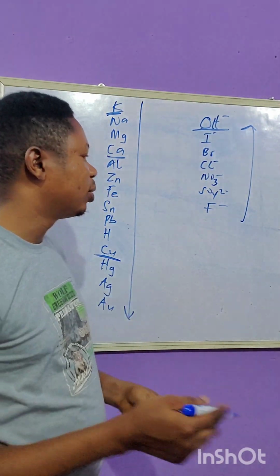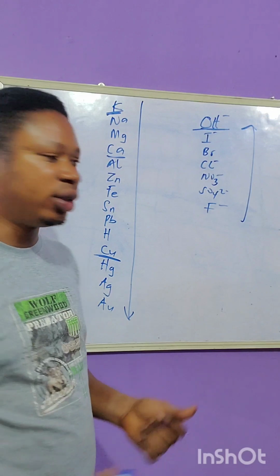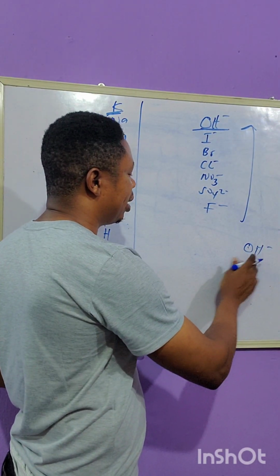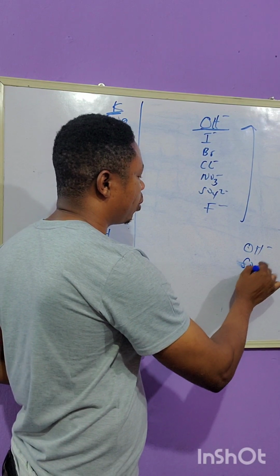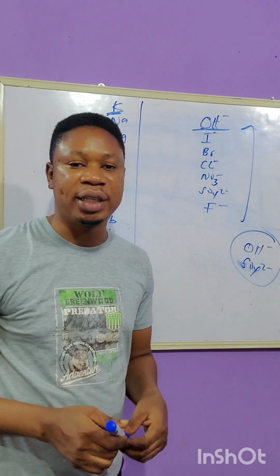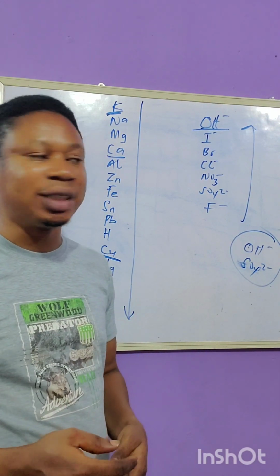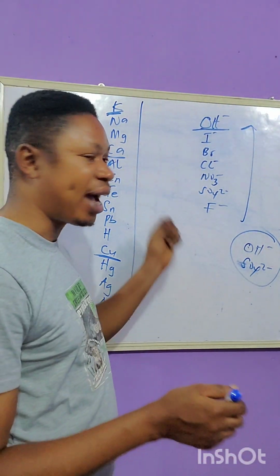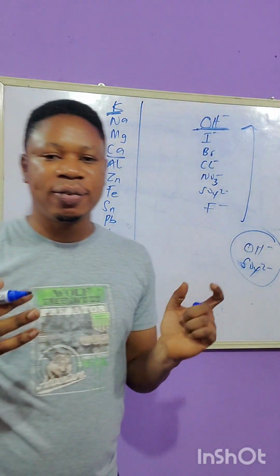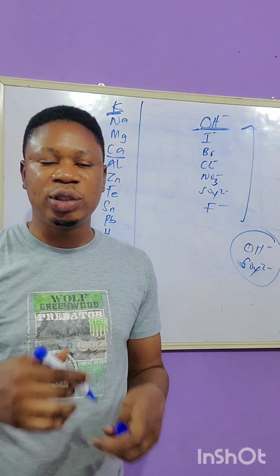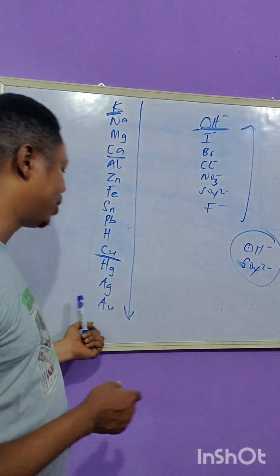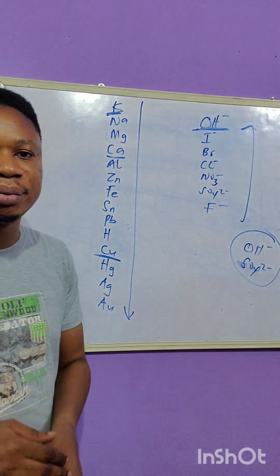So let me go back to copper sulfate solution, where we have OH- and SO4 2-. If these two ions are the competing ions in your chemical series, which one do you think will be discharged? Of course, it is the one that is higher that will be discharged, which is what? Hydroxide. Now, for anions, those ions that are higher are discharged, but for cations, those that are lower are discharged.